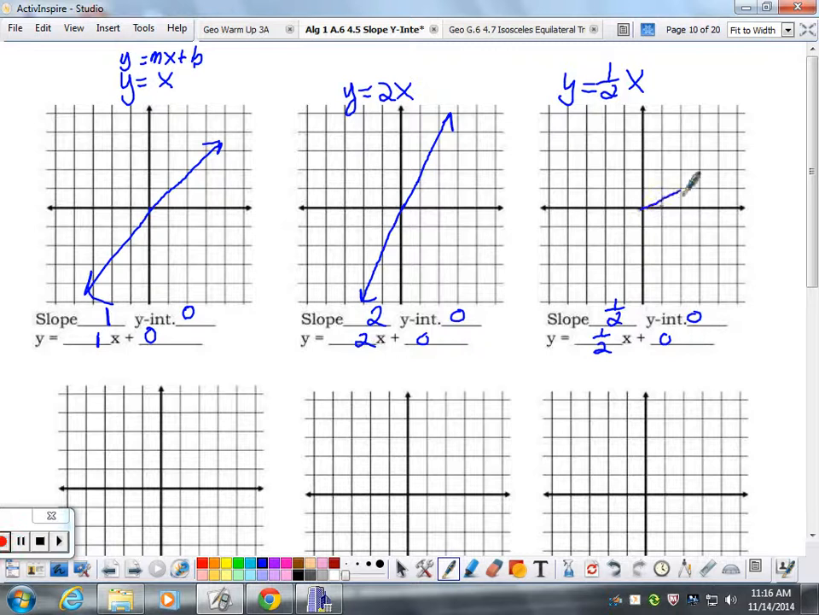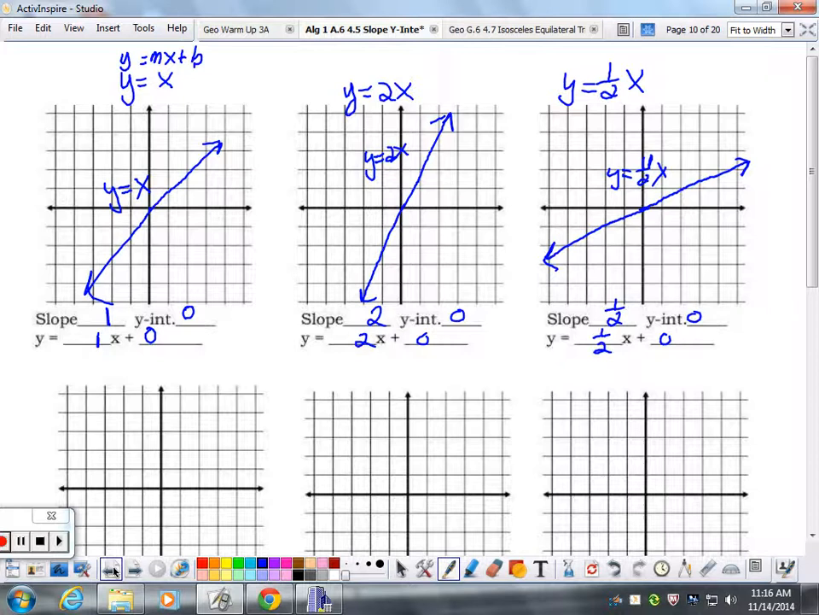It was, I would say, flatter. Yeah, it was a lot flatter than the other one. It was like less steep. Well, look at this. This one's y equals x. So when your slope is 1, it kind of looks like this. When y equals 2x, it's steeper. I like that word. And then when y equals half x, it is less steep.